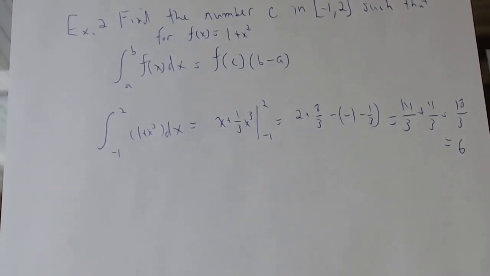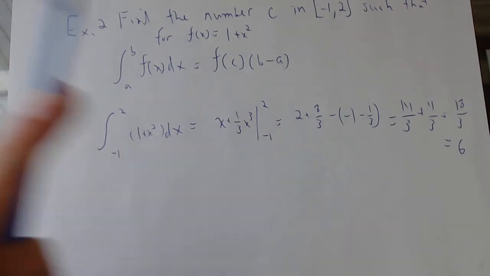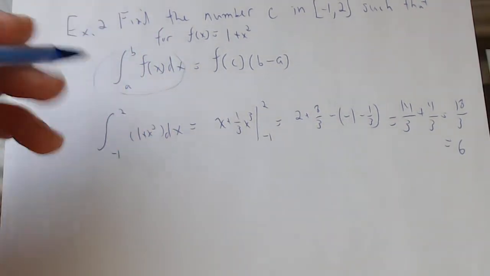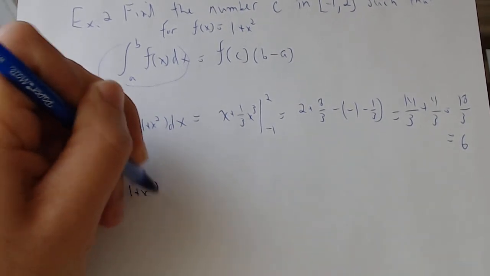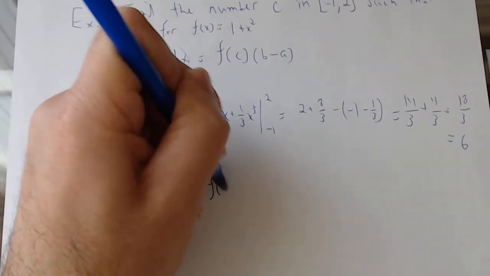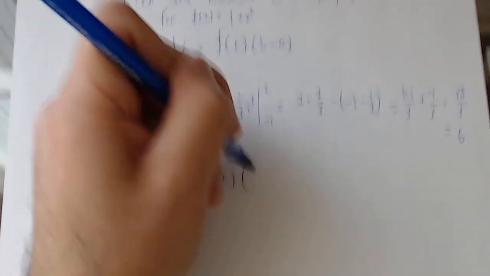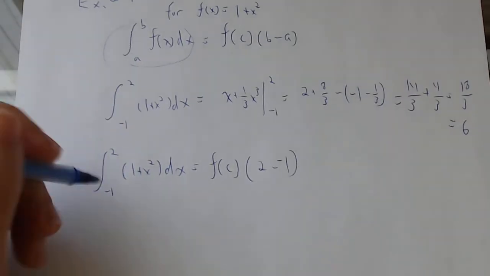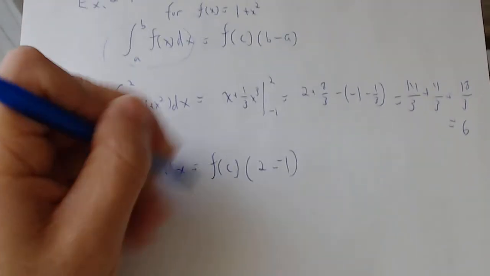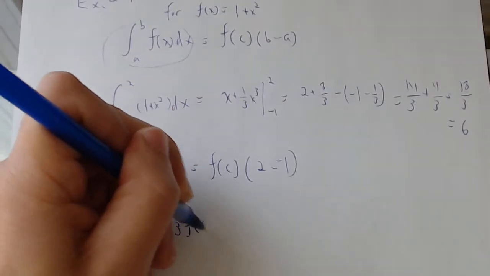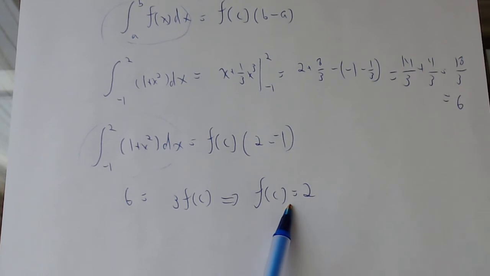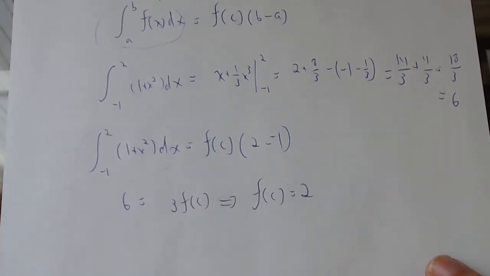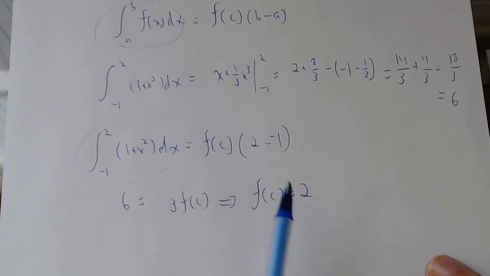So then what we need to find is we need to find c. Okay, so here's what happens. What we're claiming is we need the integral from -1 to 2 of 1 plus x squared dx to equal f of c times b minus a, which is 2 minus -1. So this we just found. So what do we know? 6 equals 3 f of c, which implies that f of c equals 2. Okay, which is practically what we did in example 1. So I kind of did all this work for no reason, but I just want to show you what it was. So we got f of c equals 2.